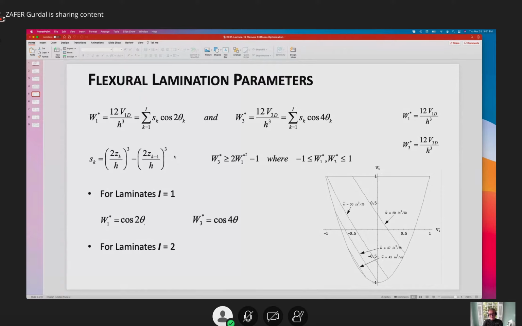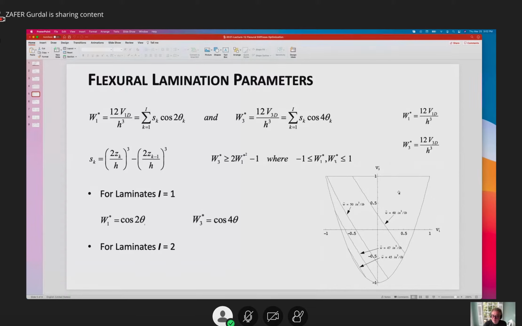If you aggregate some orientations and angles together, then expressing this in terms of thicknesses is a little difficult. You can actually perhaps get ZK minus ZK minus 1 to be the thickness, but then you end up with terms like ZK square multiplying the thickness term, which is still not very easy. But normalized form of W1 and W3 are fairly simple. And as I said before, if for one orientation angle, they are the boundary of the Miki's diagram, for more than one orientation angles, the entire Miki's diagram is at play.